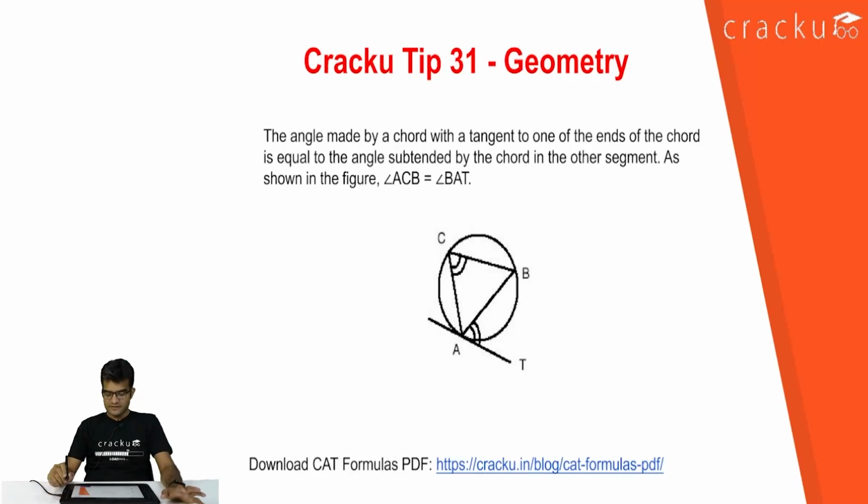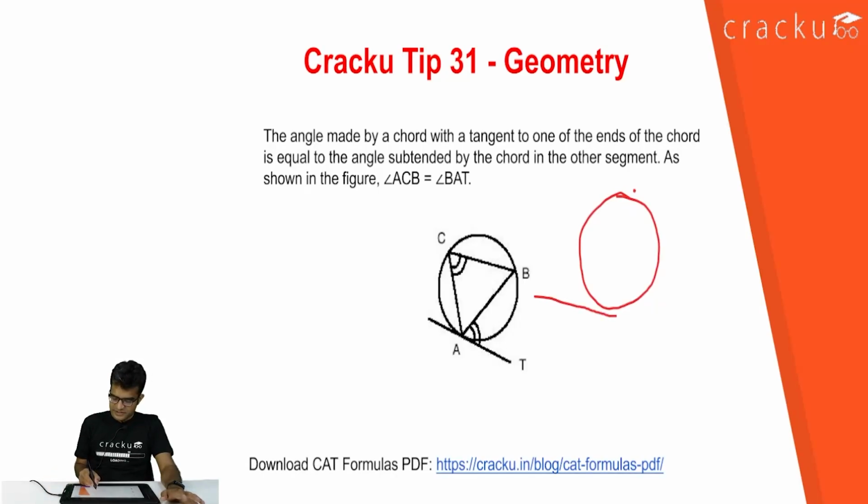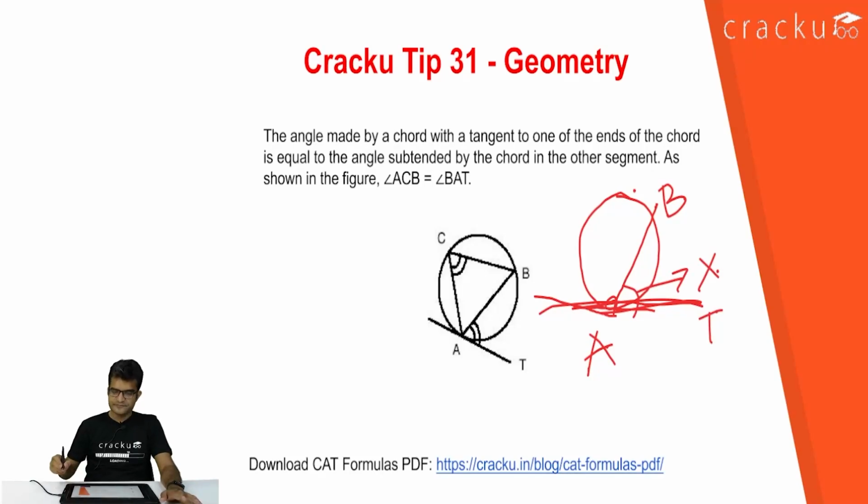A related theorem is that of the alternate segment theorem, which says that if you have a circle and you have a tangent to the circle, let us assume that this is the tangent to a circle. The point of intersection is over here and this is connected to any point on the circle. Let us assume that this is A and this is B and this is the tangent T. Let us assume that this angle over here is say x.